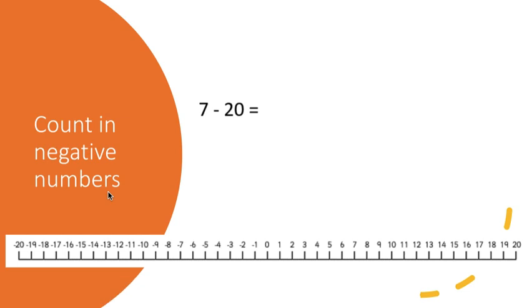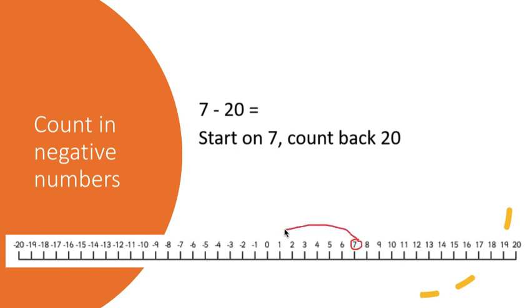Okay, let's work this out together. We want to start on 7 and we're going to count back 20. First of all, I'll count back 7 to get us to 0. Then I'm going to count back 3 because then I know I've counted back 10. 7 plus 3 is 10. And I need to count back another 10. So in all, I've counted back 20 and I've landed on minus 13. Our answer is minus 13. 7 take away 20 is minus 13. Well done if you got that right from session 1.